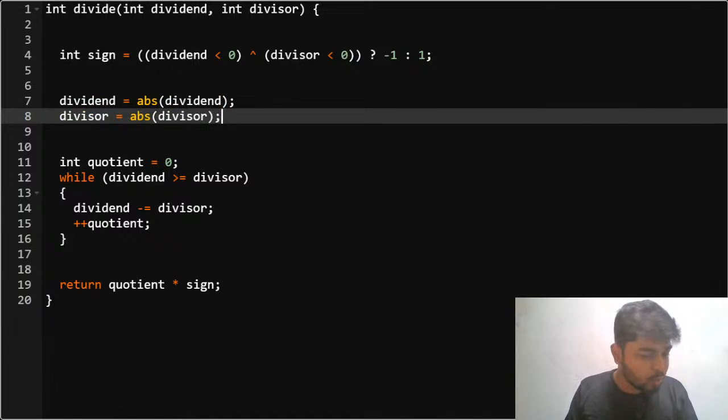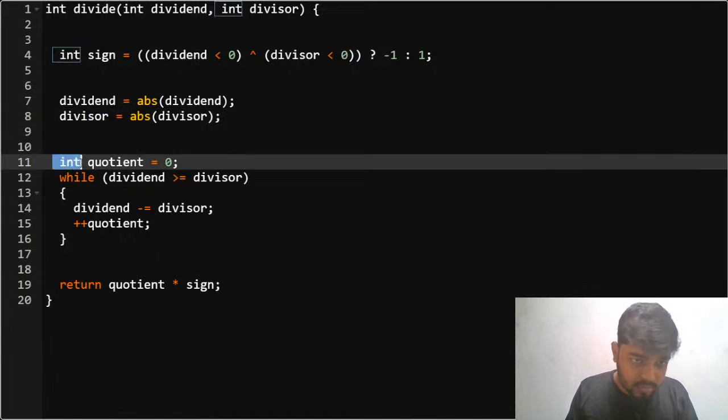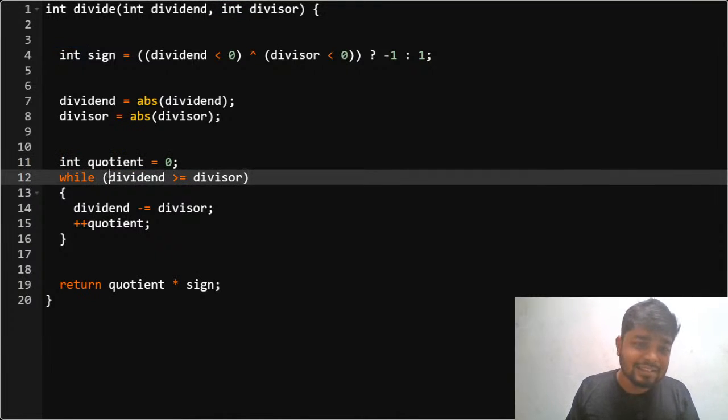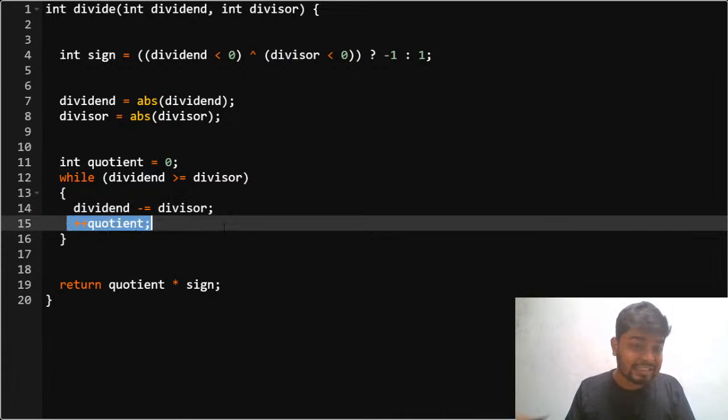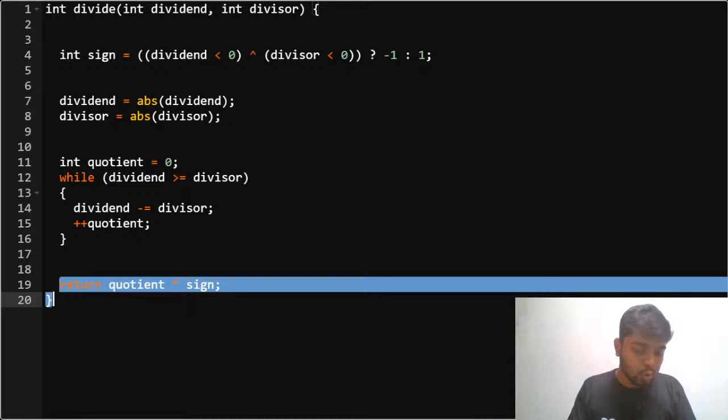After this I'll take a quotient variable, and if my dividend, that is the number that I have to divide, is greater than or equal to the divisor, then in that case I'll subtract the divisor part from the dividend, right? And I'll do quotient plus plus. I'll keep on incrementing my quotient, and in the end I'll simply return quotient into sign, right? Is this part clear to all of you?